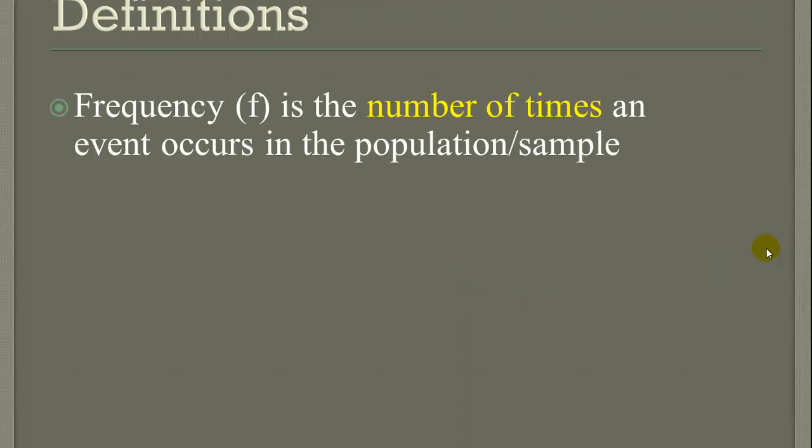First, let's talk about what's a frequency. Again, it's just the number of times an event occurs in a population or sample. So if you're looking at a variable of interest, you're usually going to use it to categorize that in some way. And this can be used for categorical variables as well as continuous.